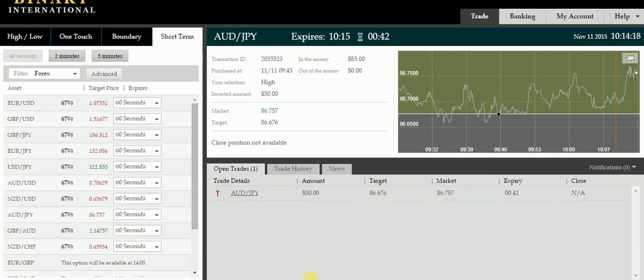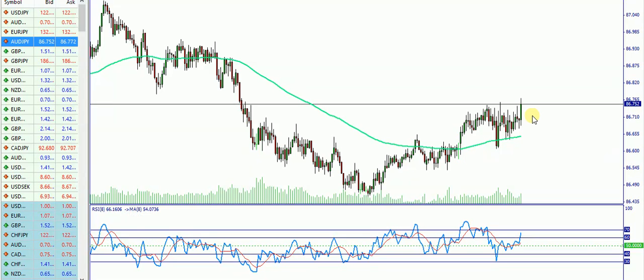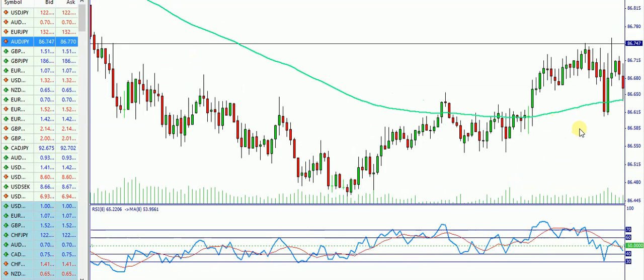We're back. We've got 45 seconds till the trade expires, and it's 10:14:21. And our trade is in the money, and it has stayed in the money except for a small blip here. Let's go back to our MetaTrader 4 platform to show you. So let's just zoom in the chart so that we can show you our entry position.